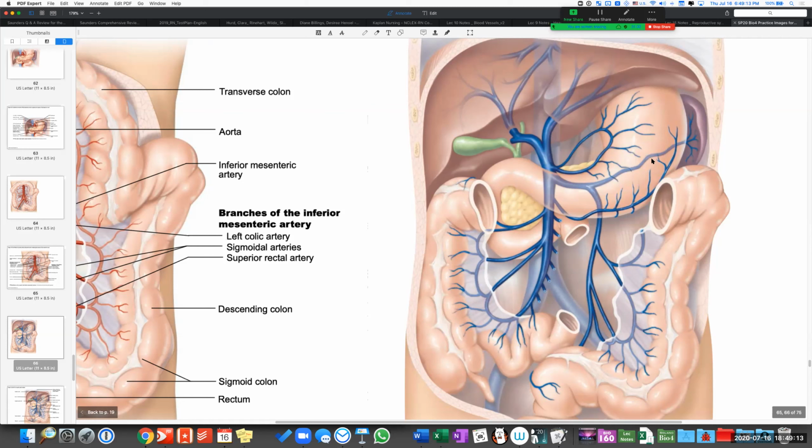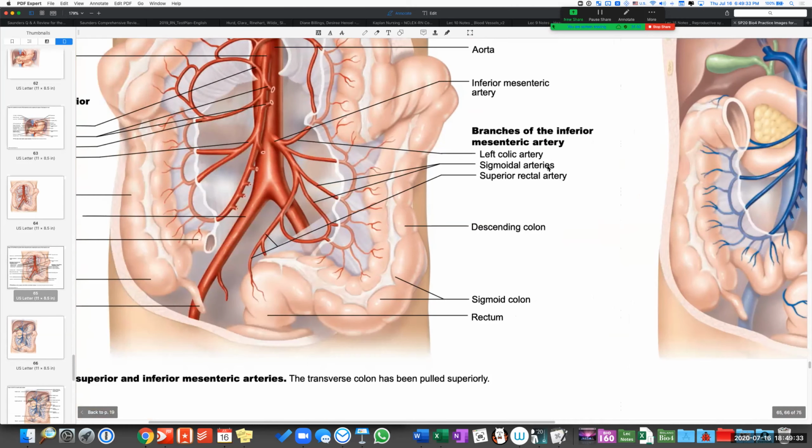This one is your splenic vein. The splenic vein joins with the inferior mesenteric vein. And then they are joined by the superior mesenteric vein to form the hepatic portal vein. Here we have the hepatic portal vein. Let me show you the labeled version.